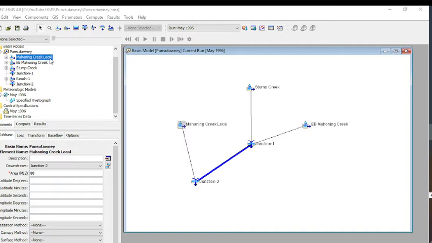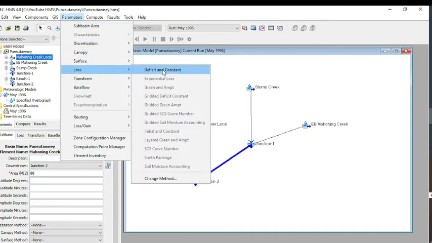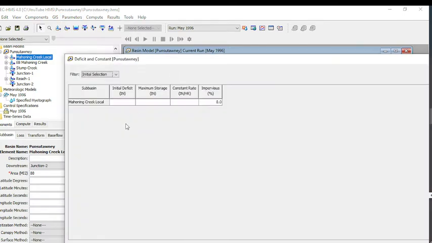So in this model, we're going to look at this sub-basin, and we're going to look at the parameters for loss. You can see that there are several different methods or models for computing loss, and we're going to look at deficit and constant in this case. The parameters it's looking for are initial deficit, maximum storage, and constant rate, or you can think of that as the percolation rate. You may hear it termed that. Those are the parameters that we need to put in.